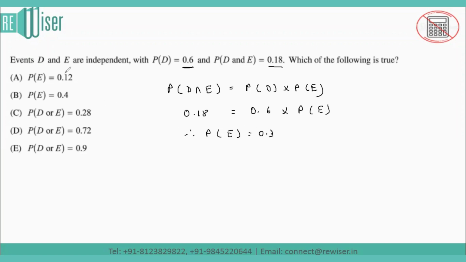Now we'll check out the options. The probability of E they have given in two of the options is 0.12 and 0.4. So these two are not valid options for this particular question.